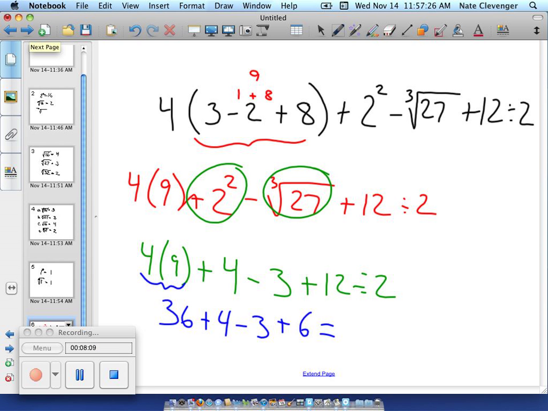Now we're down to addition and subtraction. Should I go ahead and group my addition parts first and then subtract them? No. Never, ever do that. Always work left to right. 36 plus 4? 40 minus 3? 37. 37 plus 6? 43.